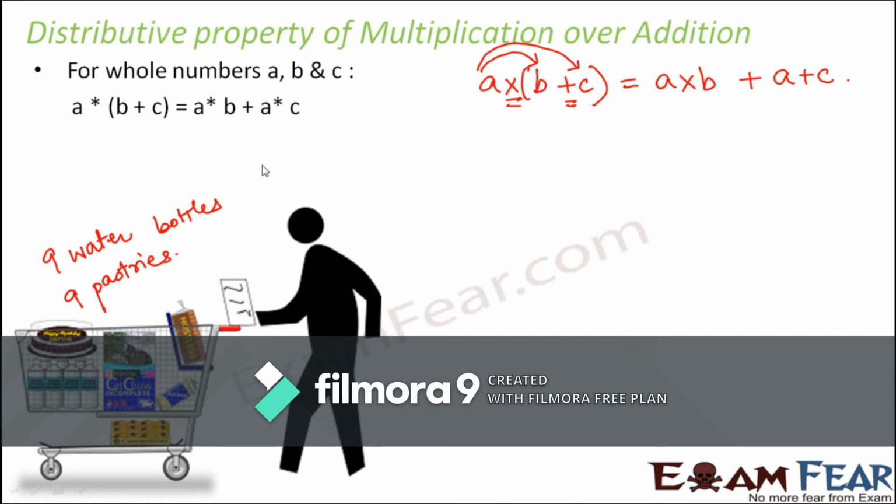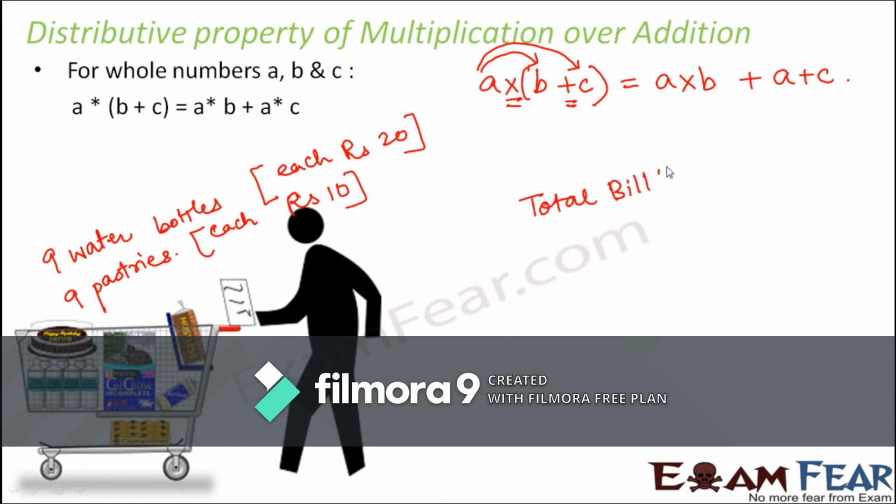And each water bottle cost rupees 20 and each pastry cost rupees 10. So the cost of one pastry is 10 and one water bottle was 20. Now, if I ask you, what was your total bill?